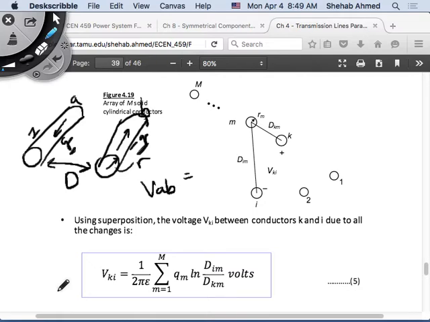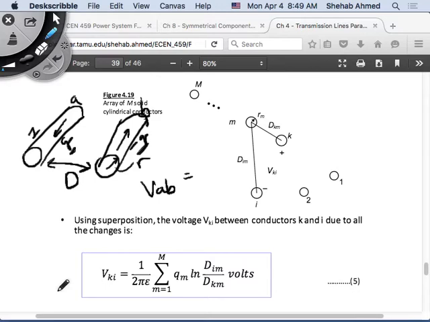Isn't that just the line-to-line voltage? Yeah, it's the voltage between these two conductors. In a single phase circuit, this would be the line to neutral voltage. You have two conductors. It can be phase A, phase B, or phase A and neutral, right? It doesn't matter. I'm just giving you two conductors with different charges, a certain distance between them, and a certain radius. I'm asking you to find the voltage between the two conductors, because this voltage will correspond to a certain capacitance.